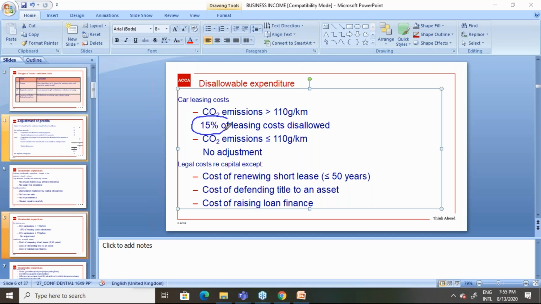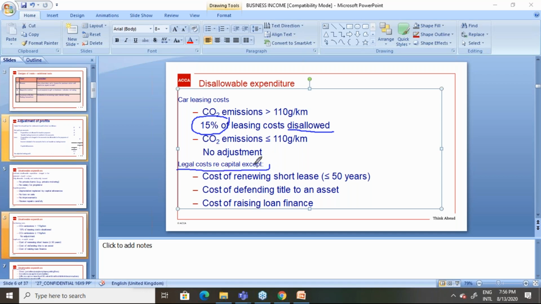Only 85% of the leasing cost is allowed. The balance 15% is disallowed. But if the carbon dioxide emission of the car is 110 grams per kilometer or less, you don't need any adjustment. You can claim the full amount. If it is a high emission car, 15% you need to add back because it's disallowed.